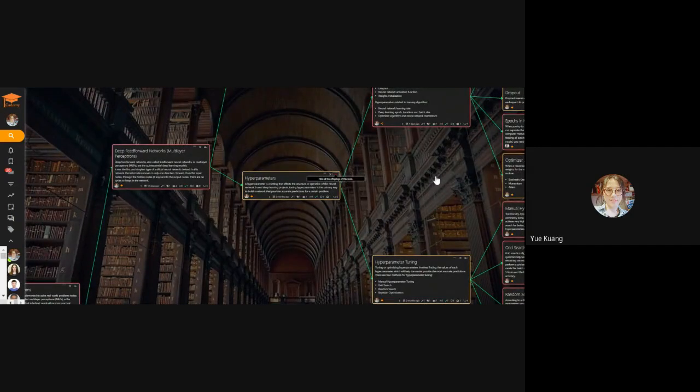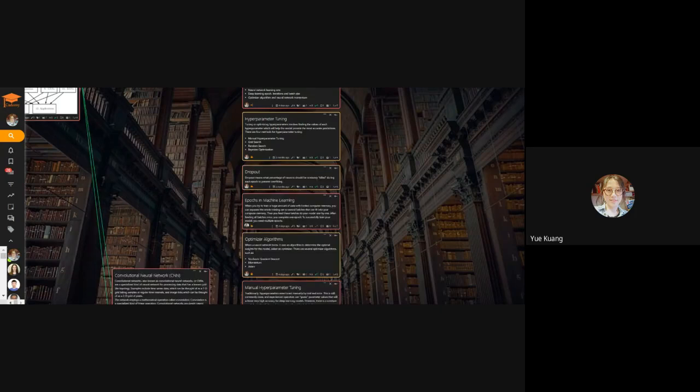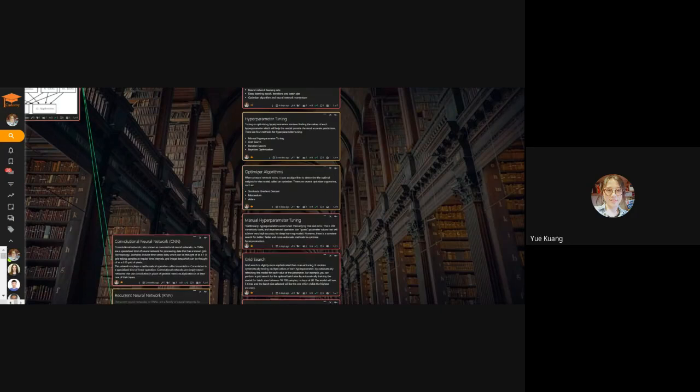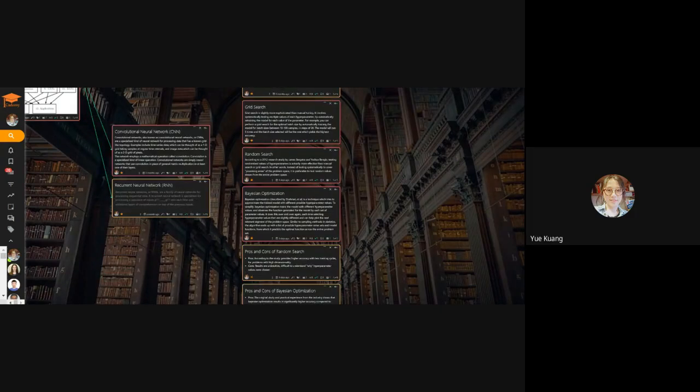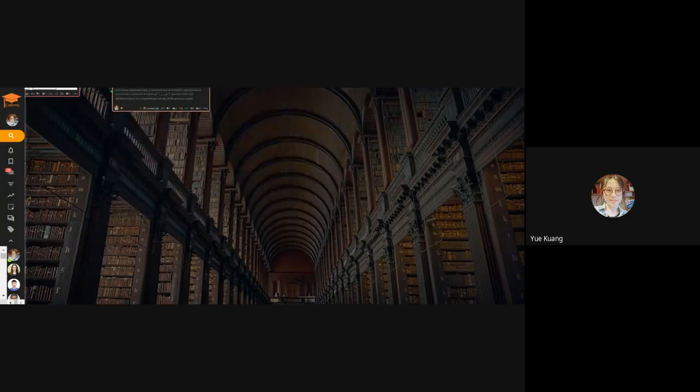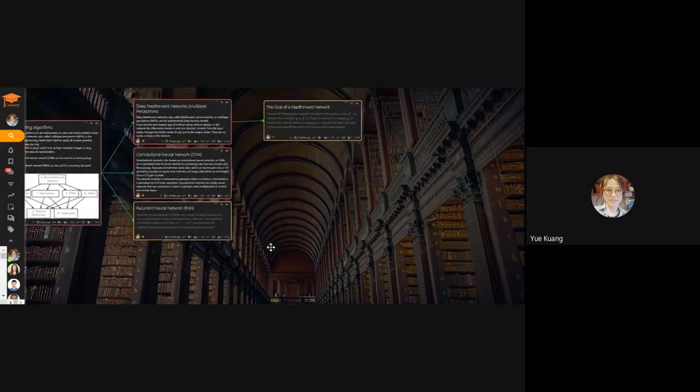I will hide the notes here. And I think we are done with the deep feedforward networks. We have introduced its goal, its overall structure, the stages of neural network learning, and the hyperparameters. And next, I will move on to two special examples of the neural network, that is the CNN and RNN.